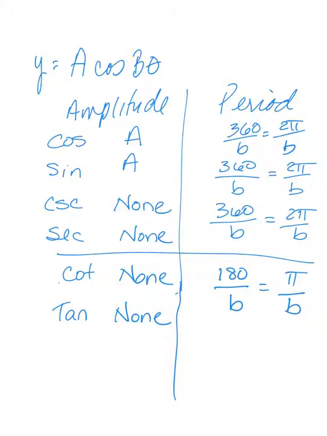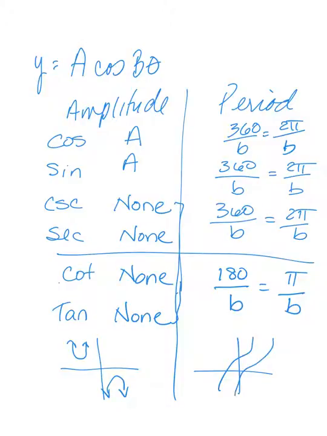Now the reason there's no amplitude on these four trig functions is when you think about it, they go on forever. These go all the way up, these U's, remember the U ones? And the ones that are like the tangent, their S's like this, they keep going up and down. So they don't have a place where they end and they come back in the other direction, okay? But remember that the period is different for cotangent and tangent.